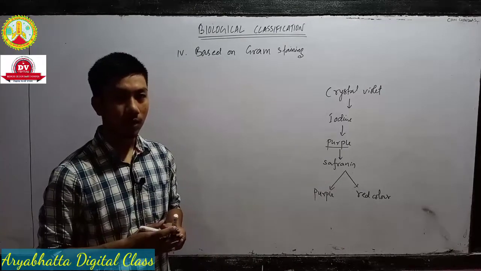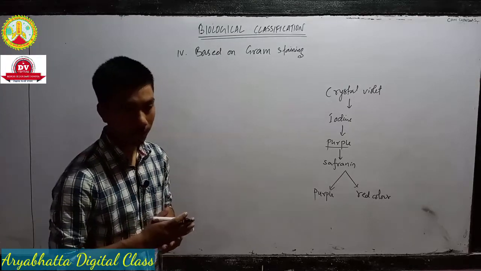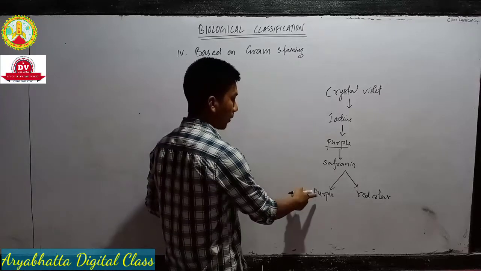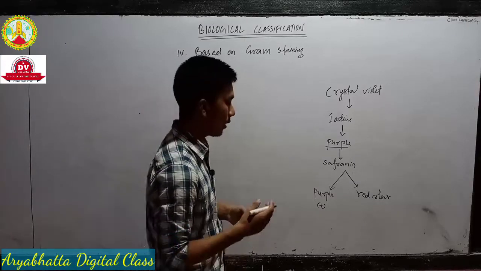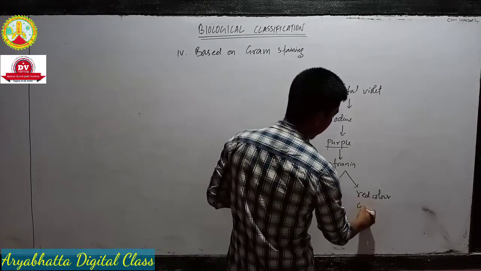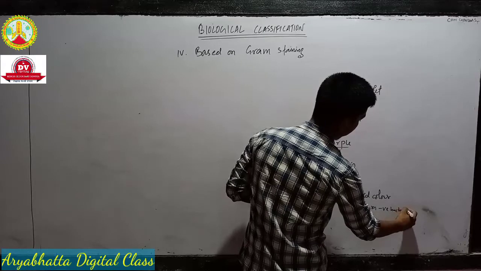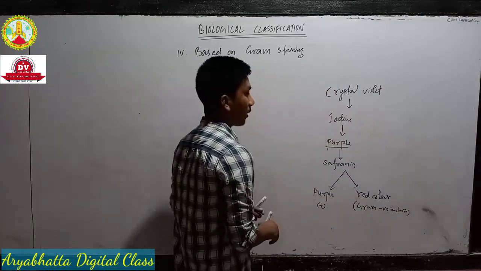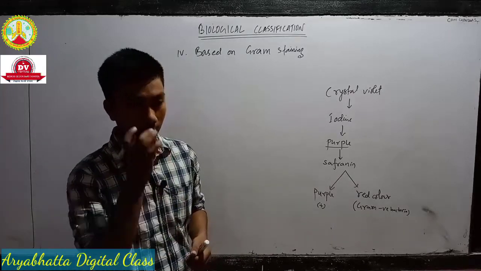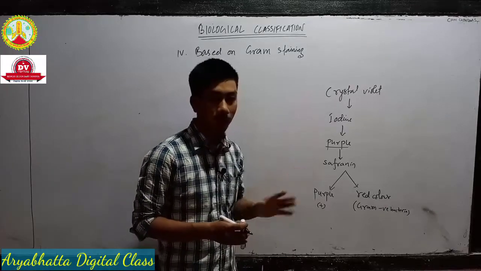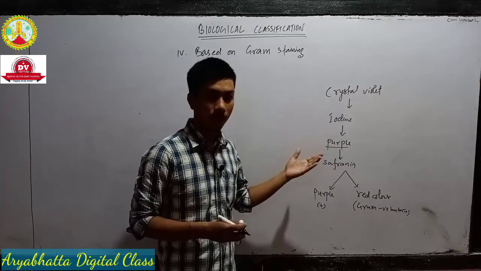So from that experiment, scientists have classified bacteria into gram positive bacteria and gram negative bacteria. Those bacteria which remain purple color, they gave the name gram positive bacteria, and those bacteria which become red color, they gave the name gram negative bacteria. So this is the basic experiment done by scientists to classify bacteria into gram-positive and gram-negative bacteria. This thing will not come in your exam, but you should know. These are the basic experiment I have explained in a simple way.